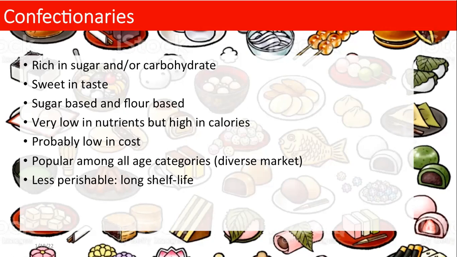And comparing to the other food products, the shelf life is also higher, right? It means less perishable. And we do not need to have refrigeration facilities. For some confectionaries we need, but basically we do not need to have, right? So there are so many advantages in the confectionery industry.